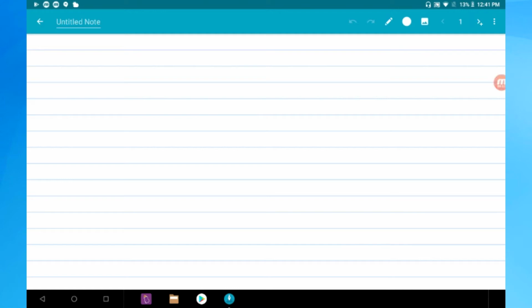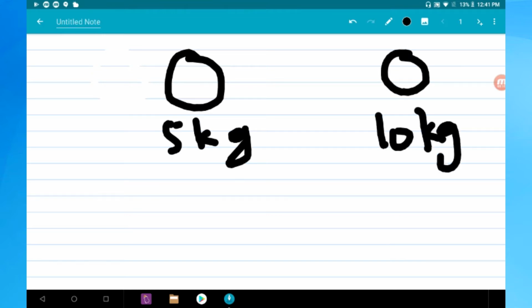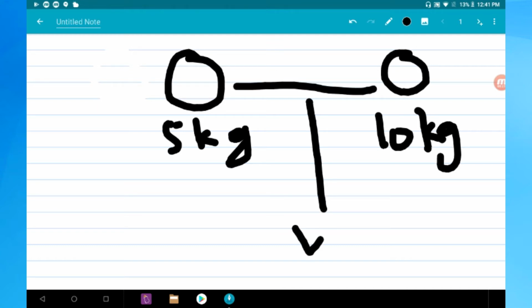Today I'm going to show you why all objects of different masses will fall at the same time. For example, let me just change the ink. Okay, imagine this to be a 5 kg ball and this to be a 10 kg ball, of different materials or the same material, it doesn't matter, just the mass matters. If you drop them from the same height, they will touch the ground at exactly the same time.